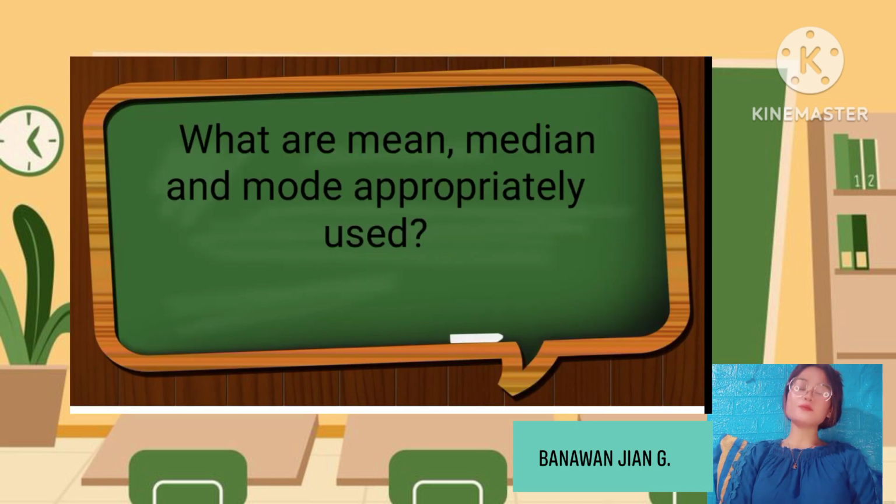So when are mean, median, and mode appropriately used? For a nominal level, you can only use the mode to find the most frequent value. For an ordinal level or ranked data, you can also use the median to find the value in the middle of your data set. For an interval or ratio level, in addition to the mode and median, you can use the mean to find the average value.